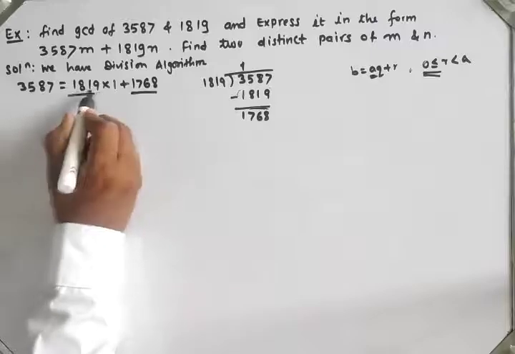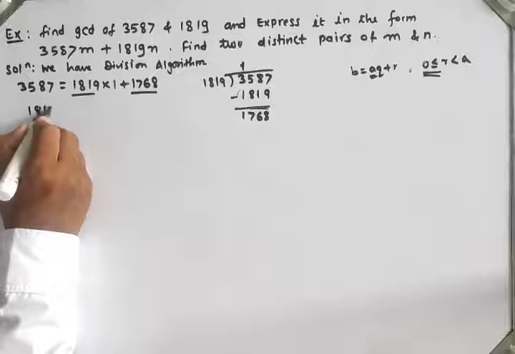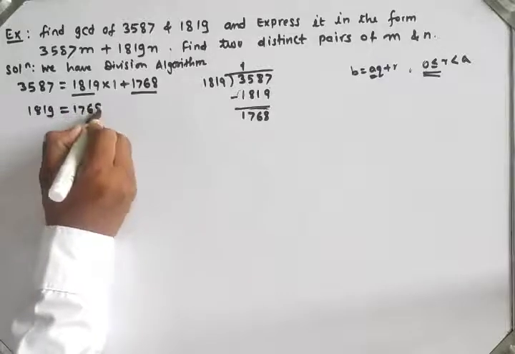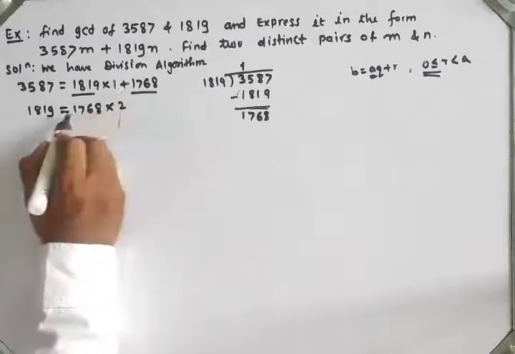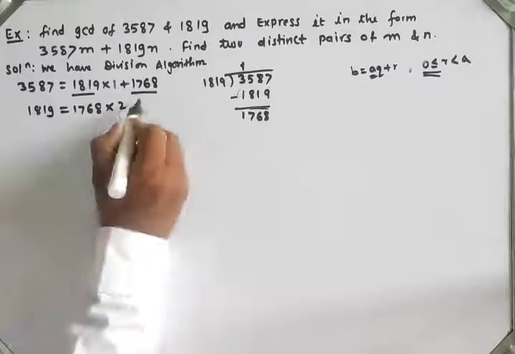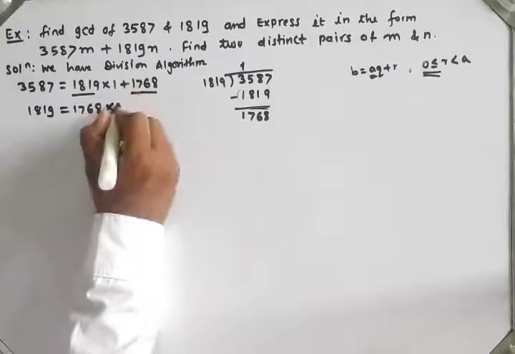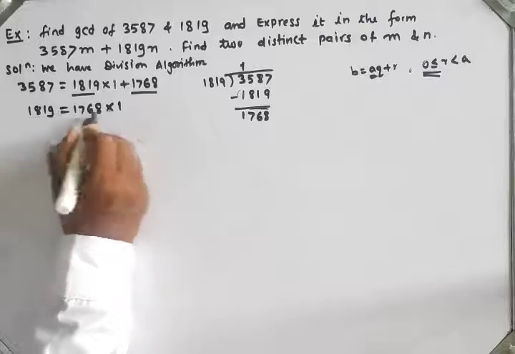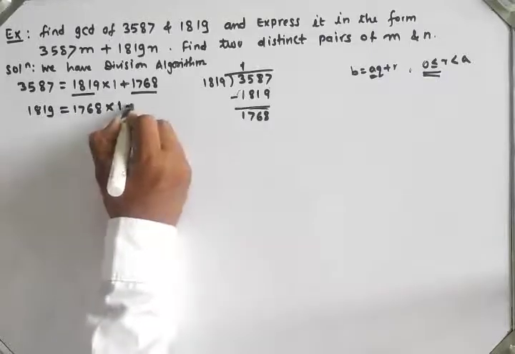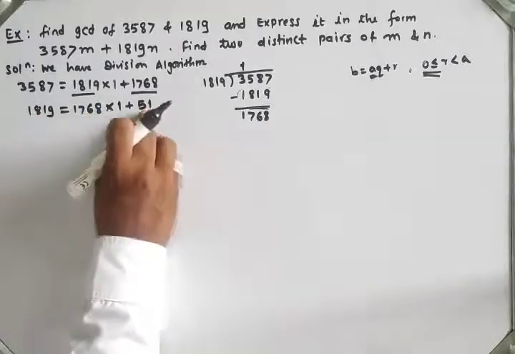So we will divide 1819 by 1768. Again the quotient is 1, because if I take quotient 2, then this value is greater than 1819 and the remainder will be negative. We want the remainder positive, so I take quotient 1. Taking the subtraction, 1819 minus 1768, we get the remainder 51.